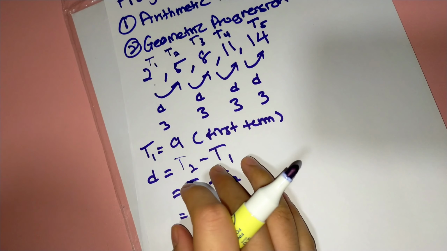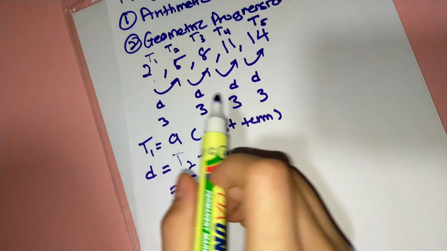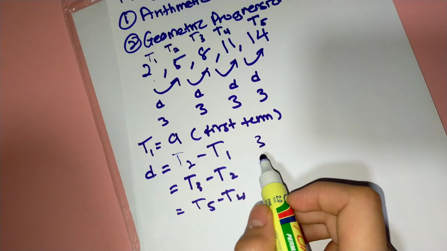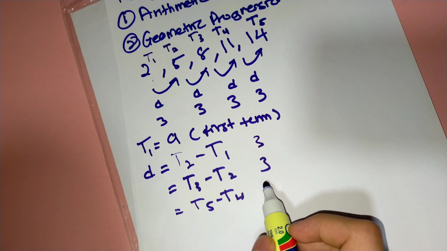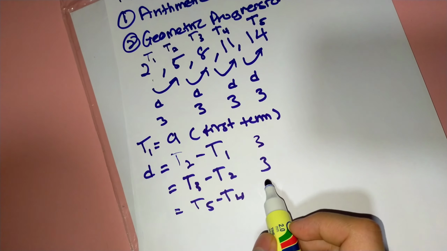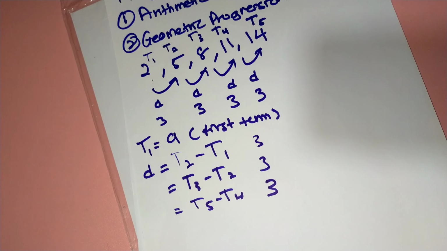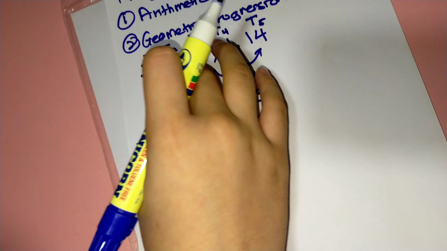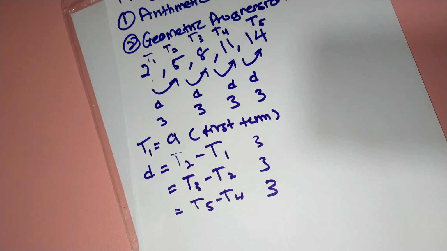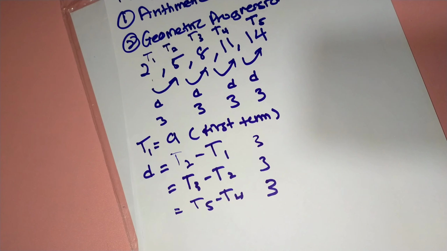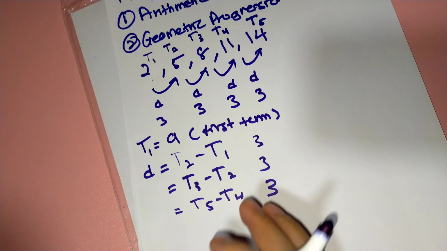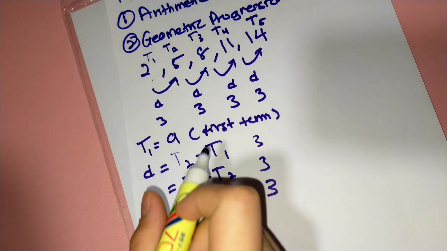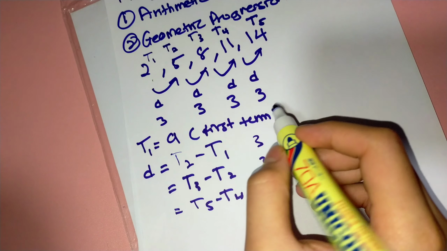So T2 minus T1, 5 minus 2, you will get 3. 8 minus 5, you will get 3. T4 minus T3, 11 minus 8. So differences is easier for us to calculate, because every single number, if we find the differences, we will get the same value for every answer in the differences like this.